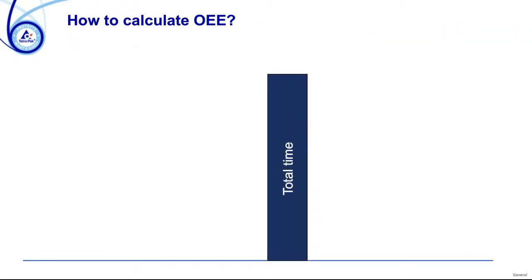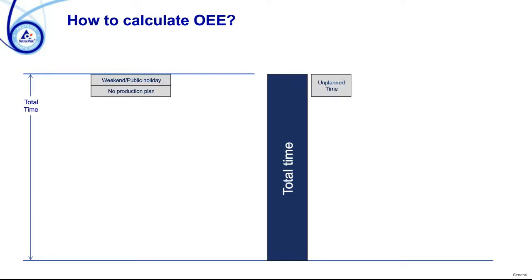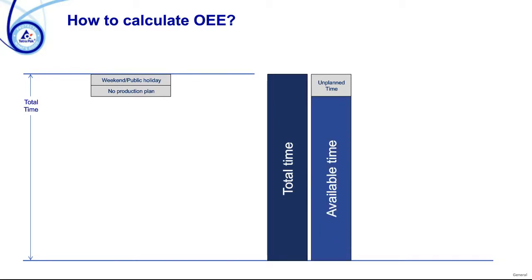Now let's look at OEE. How is it defined? We start by total time. And total time is the total solar time, meaning 365 days a year, 24 hours a day. We start by taking out the unplanned time. Unplanned time is weekends, public holidays, and the time when there is no need to produce, i.e. no production plan. The remaining portion of time is referred to as available time.